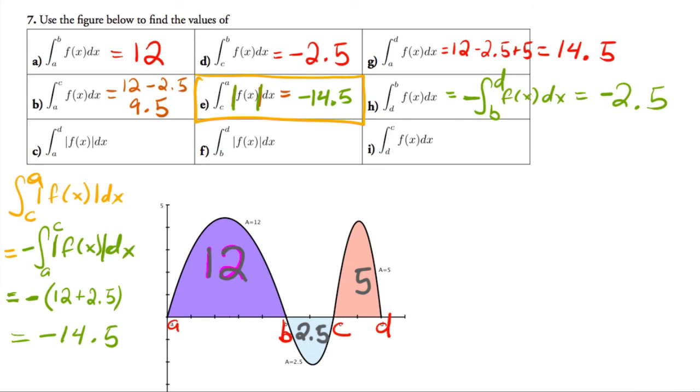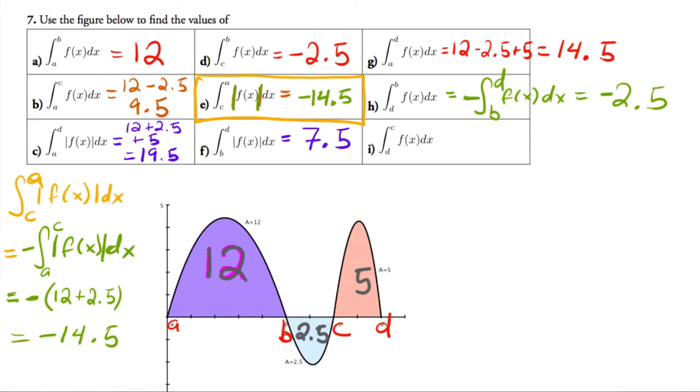And now this next one, from a to d of the absolute value of f of x. For that one, you simply add all of them from a to d, but they're all going to be positive. So it's going to be 12 plus 2.5 plus 5, and that's going to equal 19.5. And then this one is the same. From b to d, that's 5 plus 2.5. That's going to be 7.5.